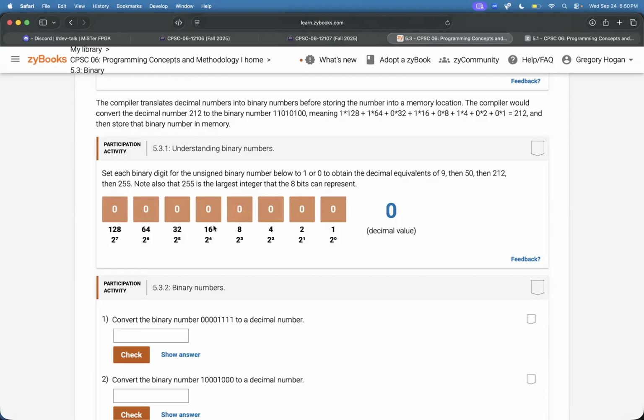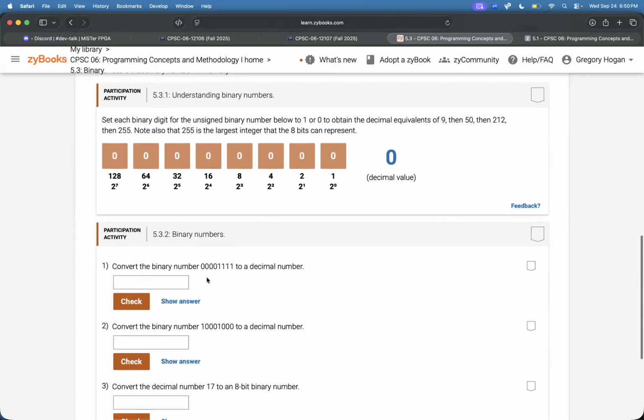Now, what this is useful for is that the math that we just did, you kind of don't need, because when they say convert the binary number 00001111 to a decimal number, we could do exactly what we just did, but they are giving us this tool here. We can just fill in 1111 up here. And so 1111 is actually 15, right? So just use the tool that they have given you.